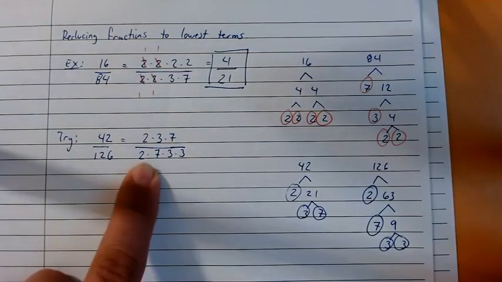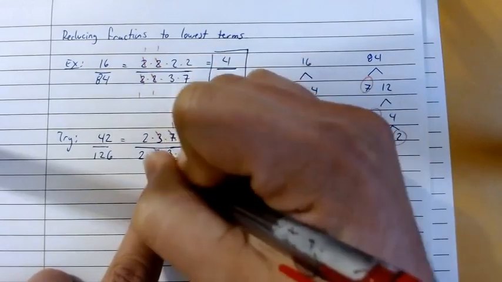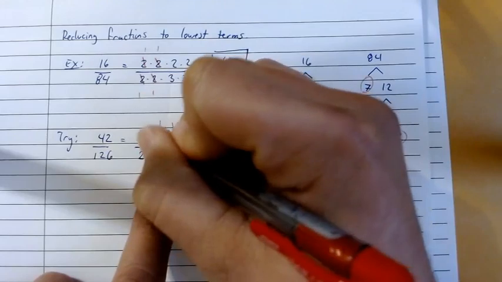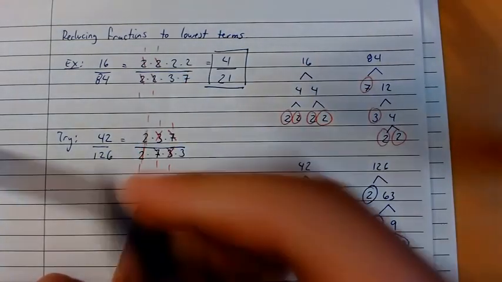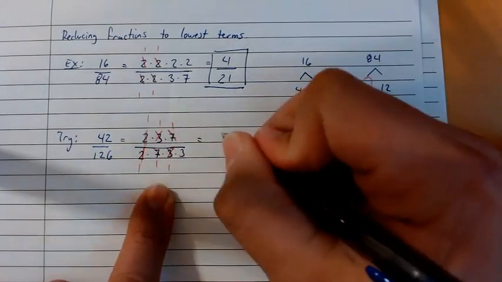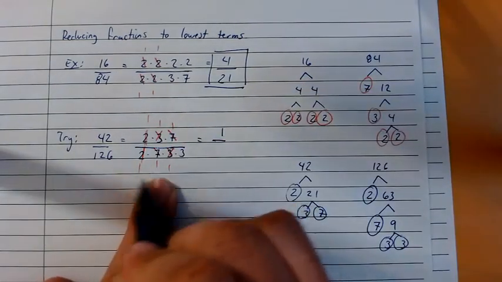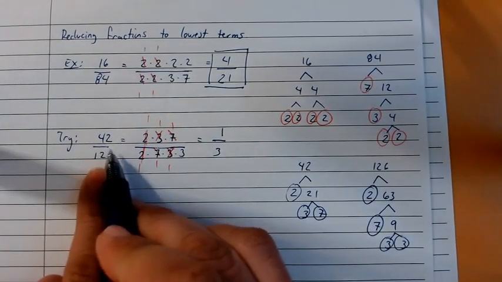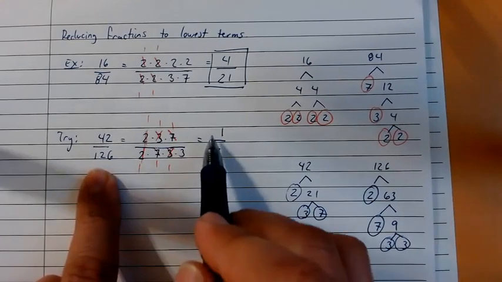And now, if I reduce this down, 7's divide out, which is 1. 3's divide out, which is 1. And the 2's divide out, which is 1. And now, what am I left with? Well, my numerator is 1 times 1 times 1. Well, that's just 1. My denominator, 1 times 1 times 1, that's 1, times 3 is 3. And there we go. 42 divided by 126 is equal to 1/3.